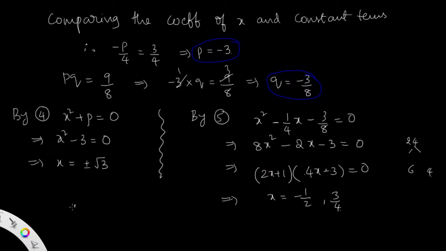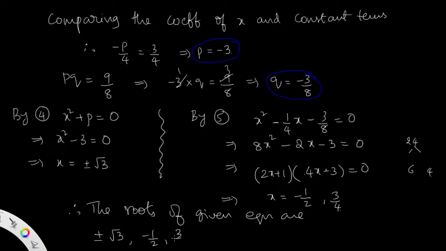Therefore the roots of the given equation are plus or minus root 3, minus 1 by 2, and 3 by 4. The number of roots is 4. Two roots have the same absolute value but opposite sign, and the remaining roots are minus 1 by 2 and 3 by 4, as per the given condition.